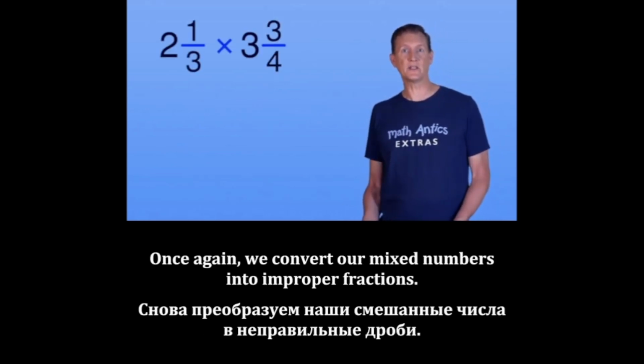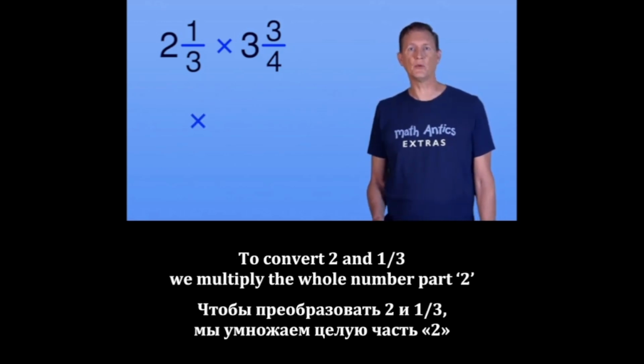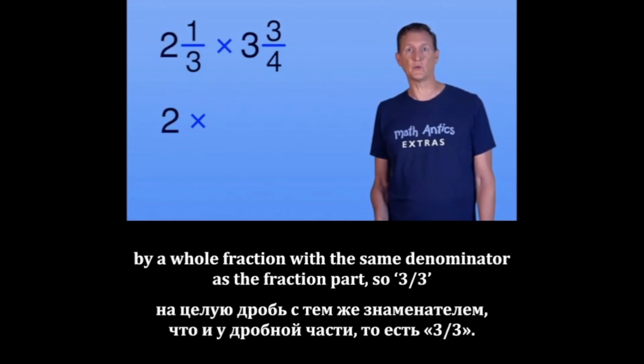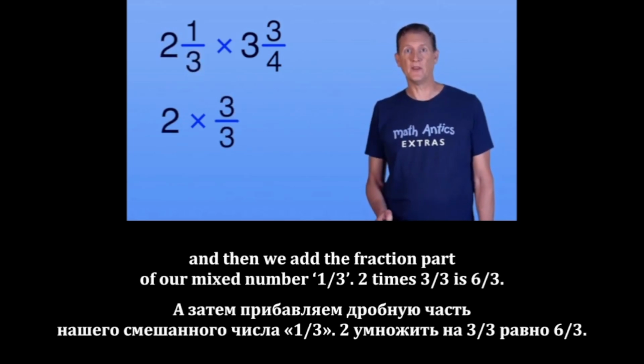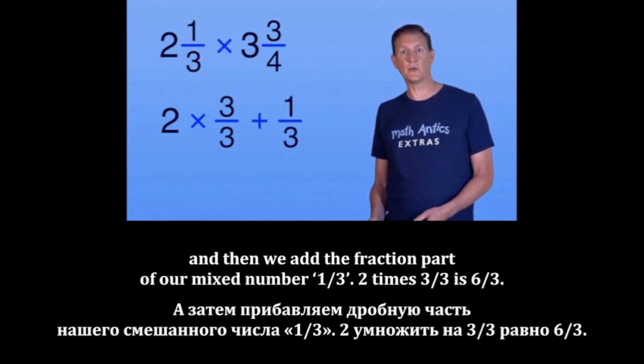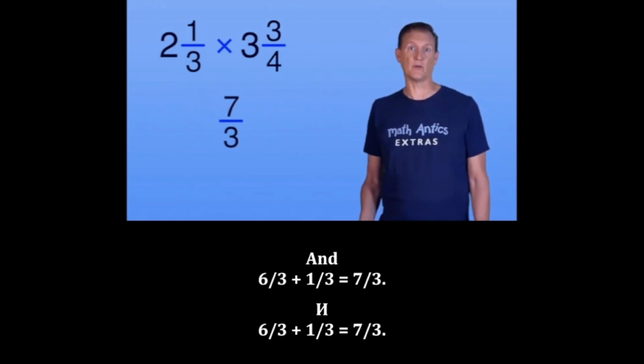Once again, we convert our mixed numbers into improper fractions. To convert 2 1/3, we multiply the whole number part 2 by a whole fraction with the same denominator as the fraction part, so 3/3. And then we add the fraction part of our mixed number, 1/3. 2 times 3/3 is 6/3, and 6/3 plus 1/3 is 7/3.